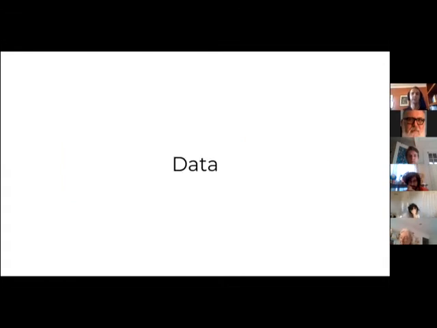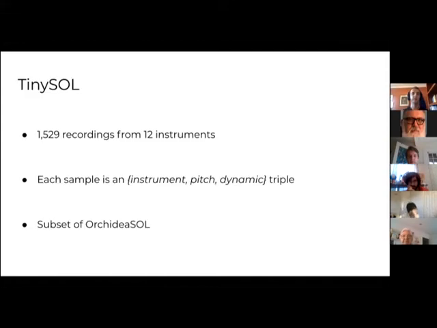So I want to start by talking about our data. We use the TinySol database, which is a collection of 1,500 recordings from 12 different instruments. Each sample is one instrument playing a single note at a specific dynamic. For those of you who aren't necessarily aware, I'm not sure how many people know much about classical music, but we have 3 levels of dynamics here: the softest is pianissimo, in the middle we have mezzo forte, and the loudest is fortissimo.